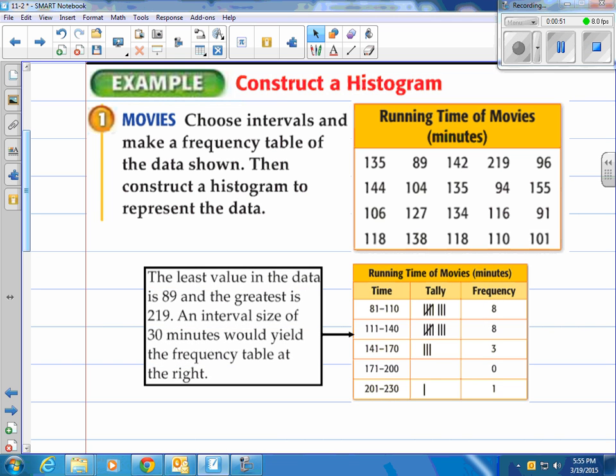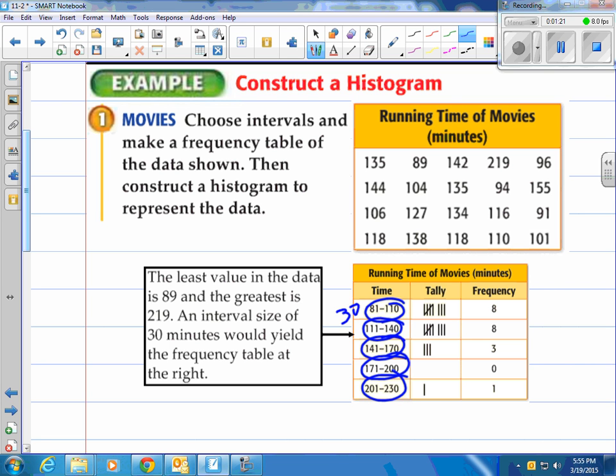And we need to have some intervals generated, and the intervals have to be the same. So the least value in the data is 89, and the greatest is 219, as you can see. So they've chosen an interval size of 30 minutes, and that would yield a frequency table here at the right. What that says is each one of these intervals is 30 minutes long. Each one of them has exactly 30 minutes in it, and the intervals have to be the same. That's one thing you've got to remember. So every one of these has 30 minutes in it.